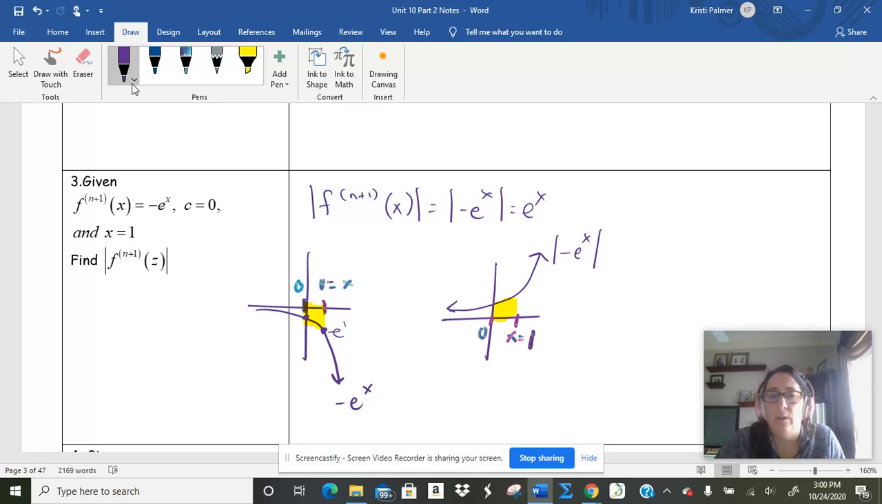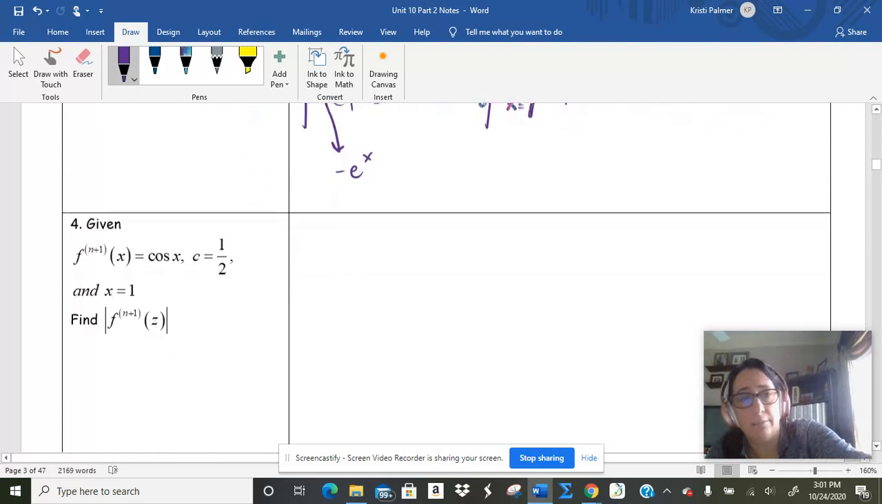But once I take the absolute value of it, again, I would see that the absolute value would just be e to the first. And over here, when I see this absolute value, then I know that that is e to the first. So the absolute value of the next derivative of z is that e to the first. And again, we're going to approximate a lot of times and use 3, unless we can have our calculators, then we can still use e.